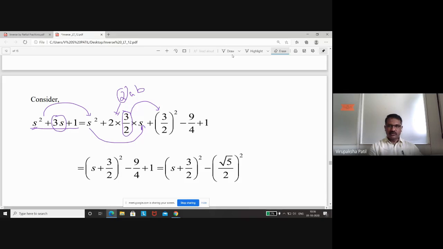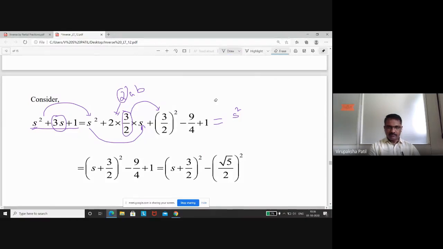This plus 1 as it is. You keep this plus 1 as it is here. Is that clear? Is that clear? Now see here what happens. This is of the form, see here, s square. 2 gets cancelled, 3s. This is a 3 by 2 means 9 by 2.